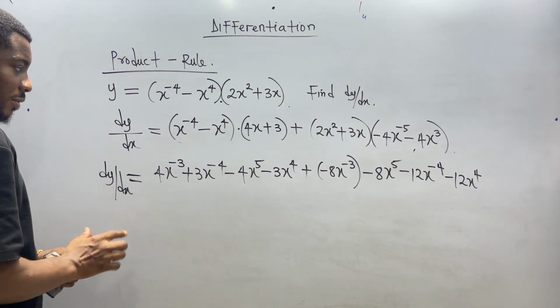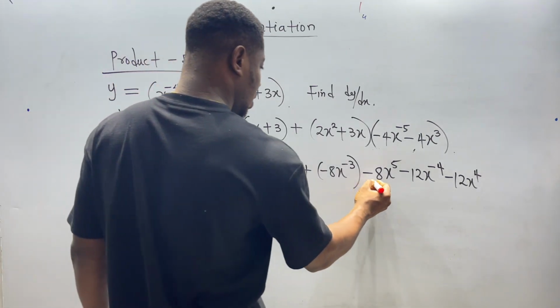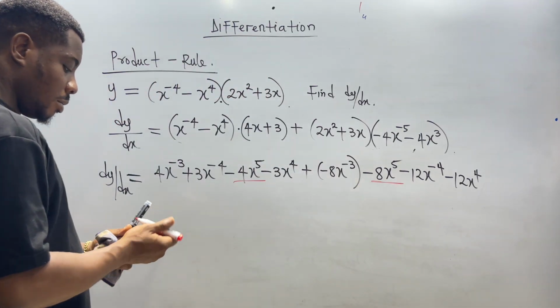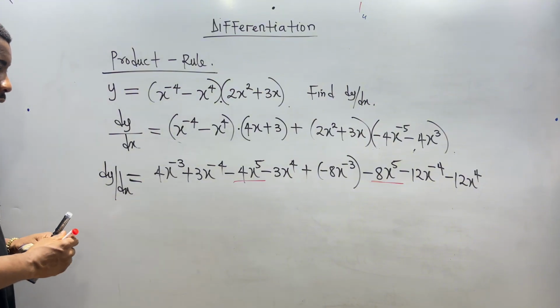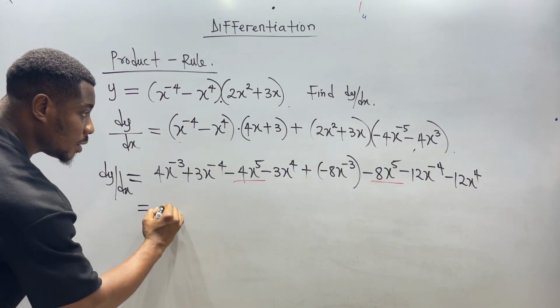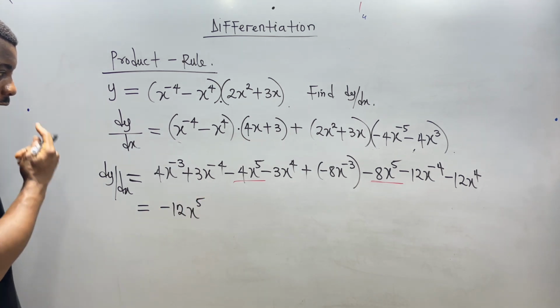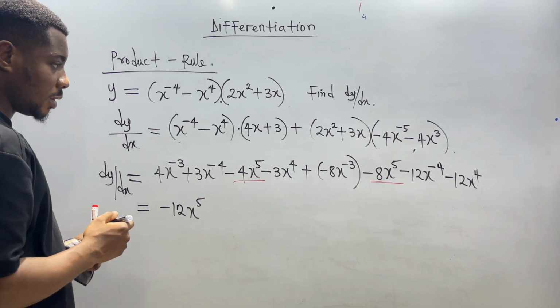So what are the like terms we have here? This is a like term. This here and this here are like terms. So let's add those two together. What do we have? Negative 4, negative 8 gives us negative 12x to the power of 5. Okay. Then we're done with power of 5.